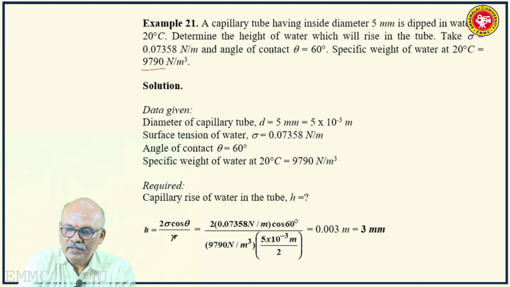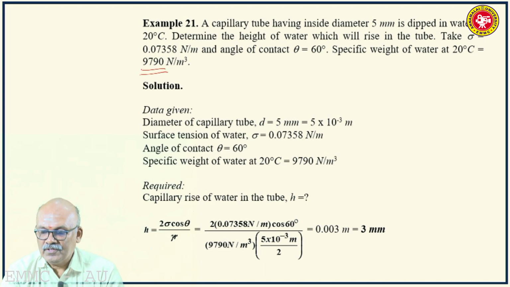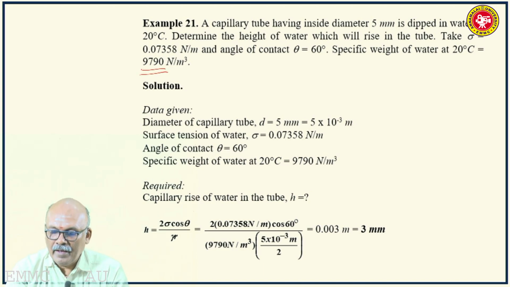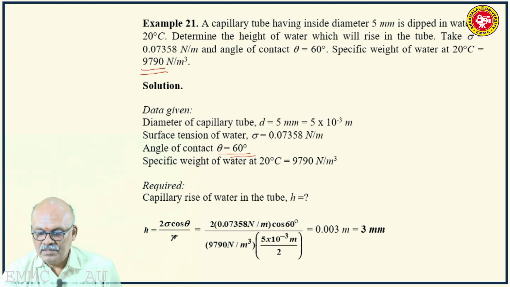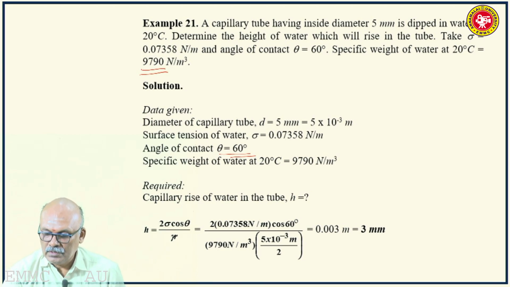So specific weight, this value has to be taken, 9790 Newton per meter cube, given. Angle of contact is 60 degrees. Here it is not 0 because it is not in contact with maybe glass. So it is 60 degrees. So put theta equal to 60 degrees.